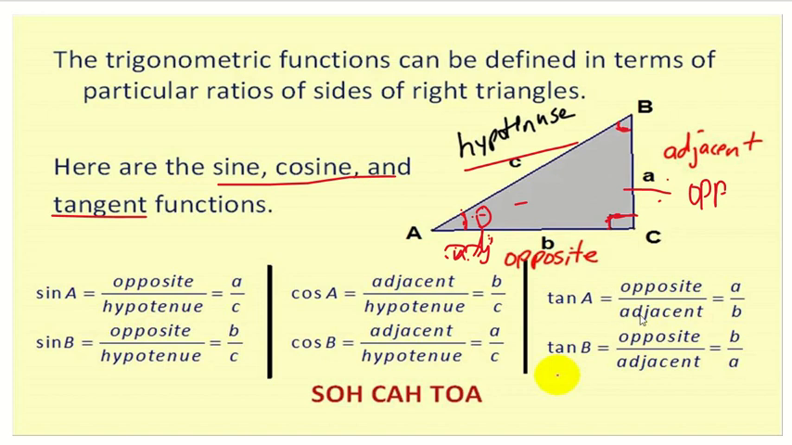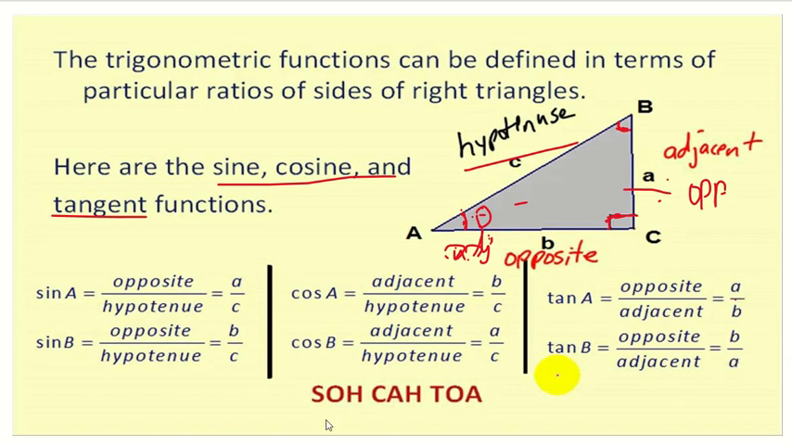Then what is tan A? Tan A is opposite by adjacent. Theta is at A, so the opposite side is a and the adjacent side is b, so tan A is a by b. Tan B is also opposite by adjacent, so that is b by a.